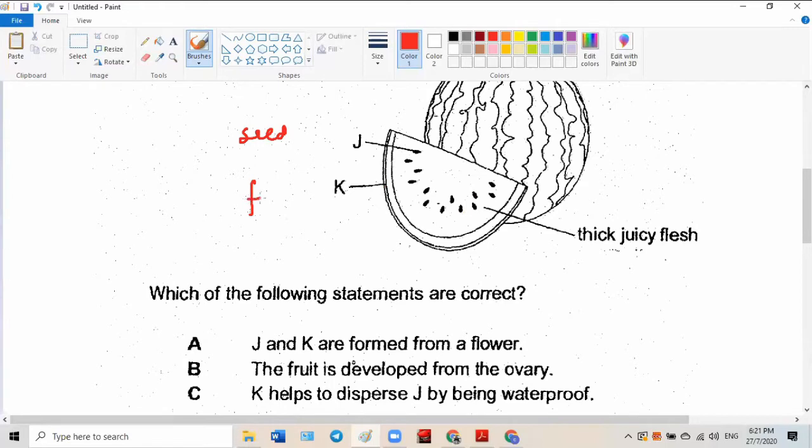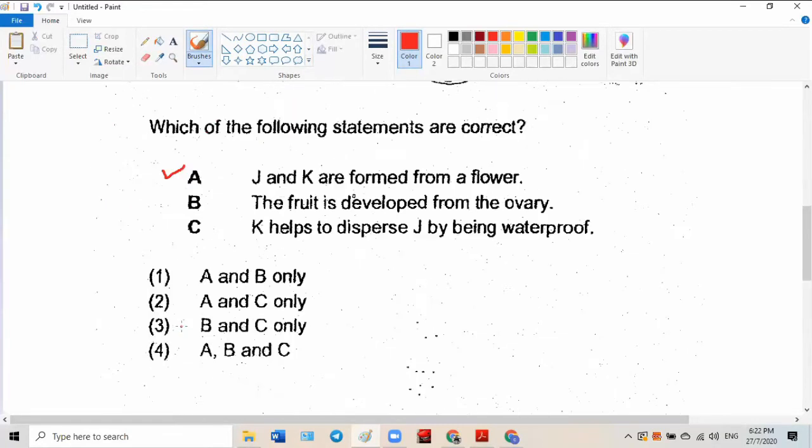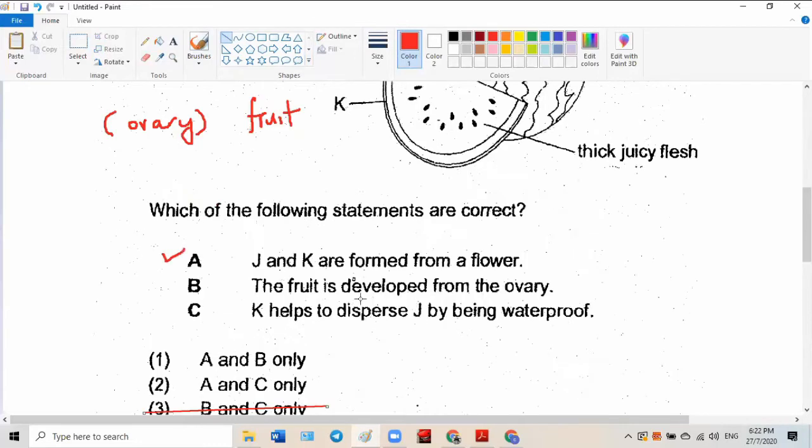Are they developed from a flower? Yes, the fruit came from the ovary. Have you heard of the word ovary? The seeds came from ovules, O-V-U-L-E-S. So A is definitely correct. If you don't pick A, you are being silly. So we strike off this one. Cannot pick B. The fruit is developed from the ovary. Agree or not? Yes, correct.